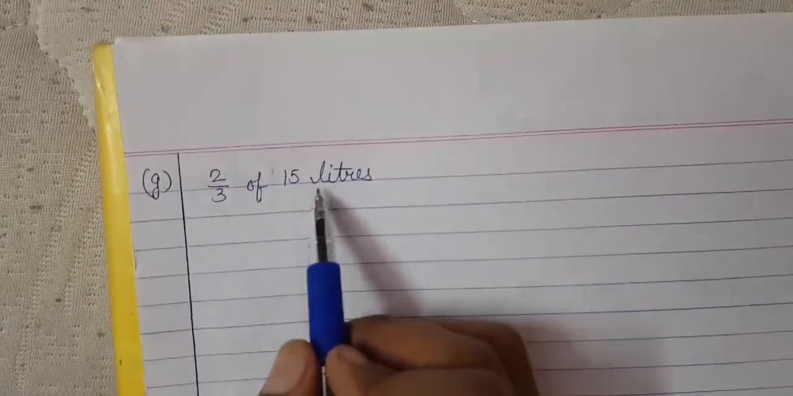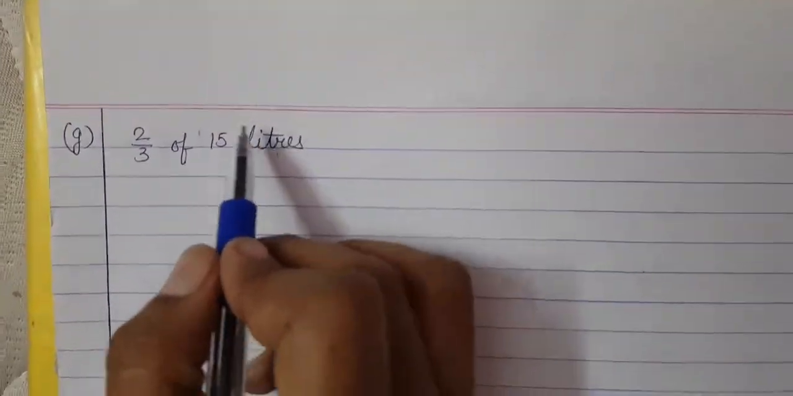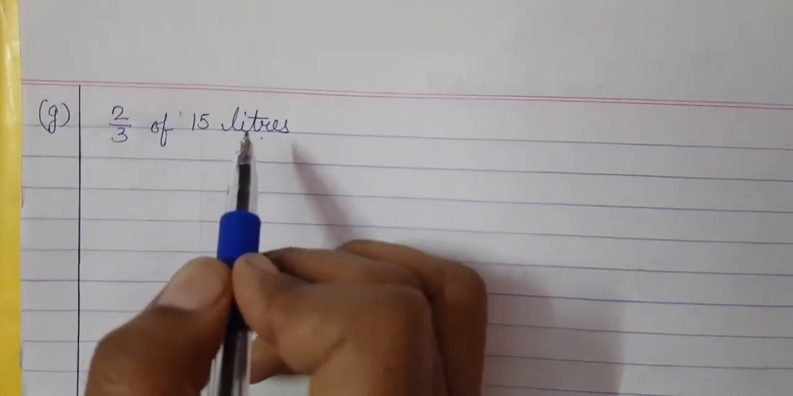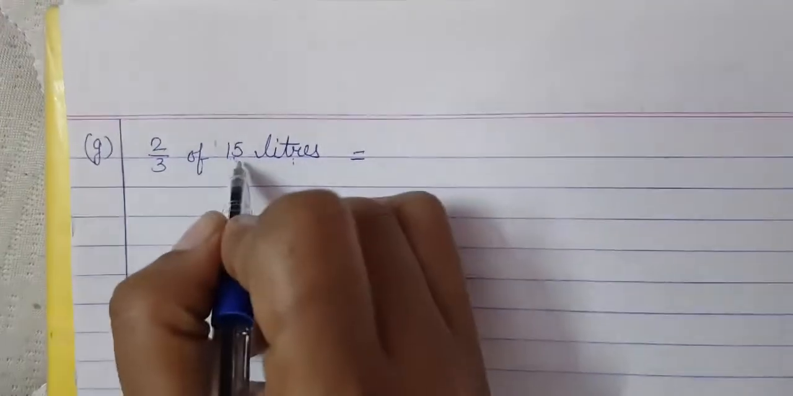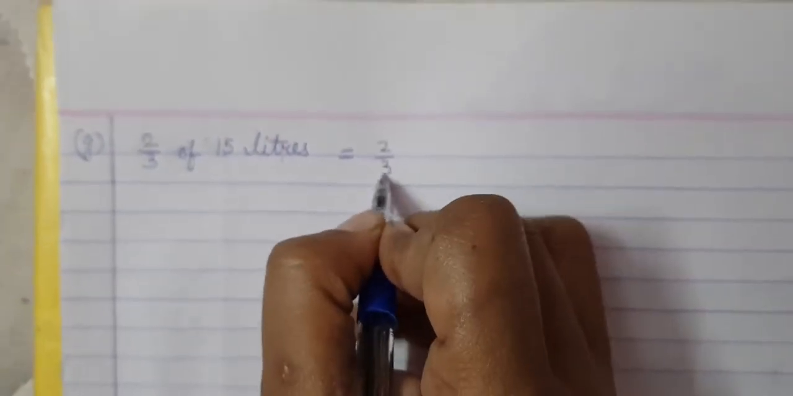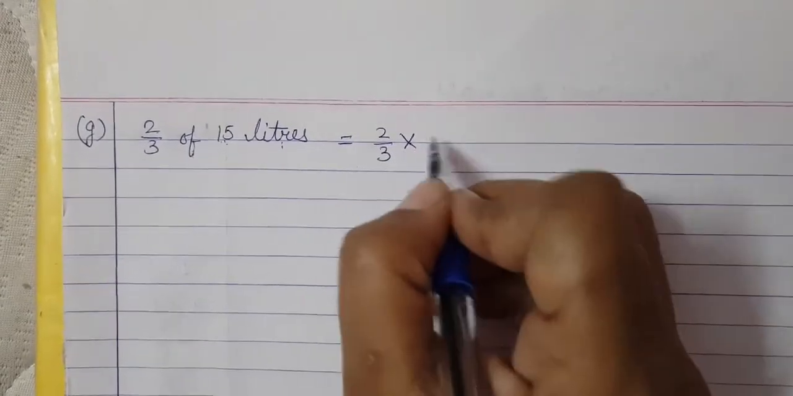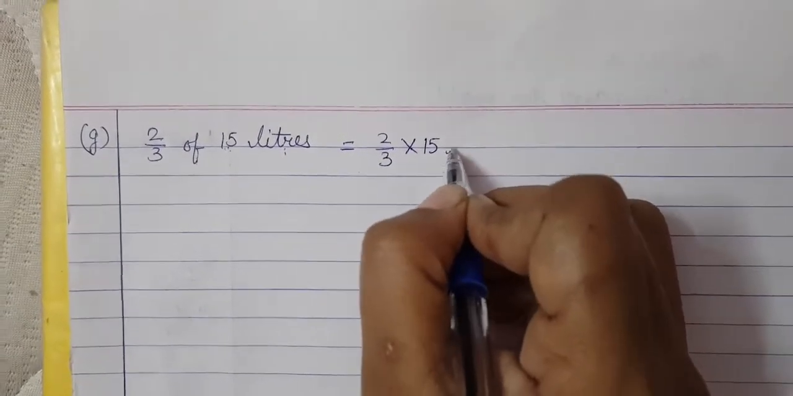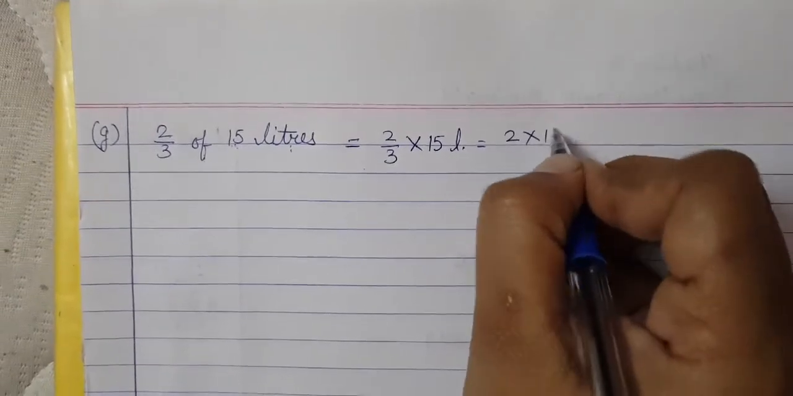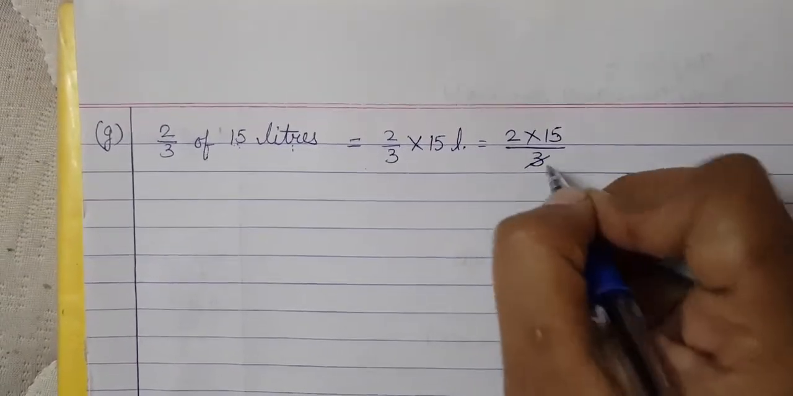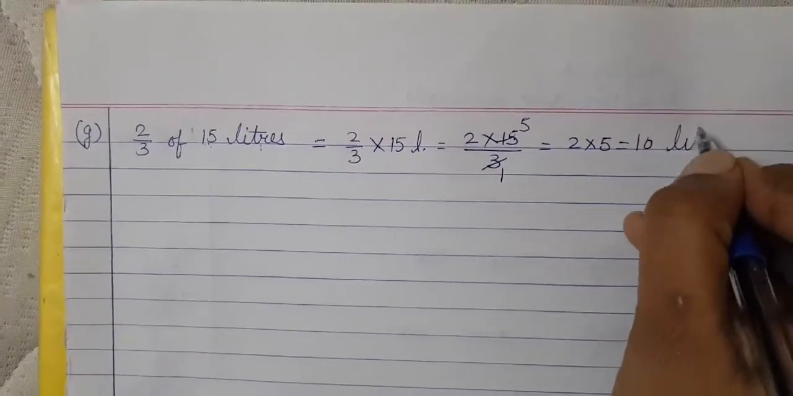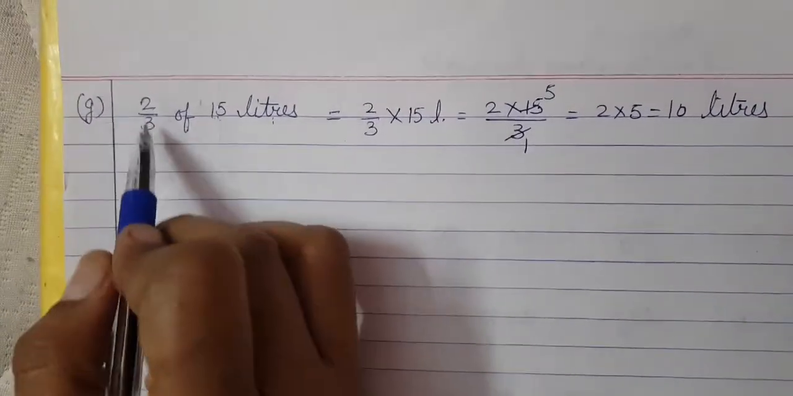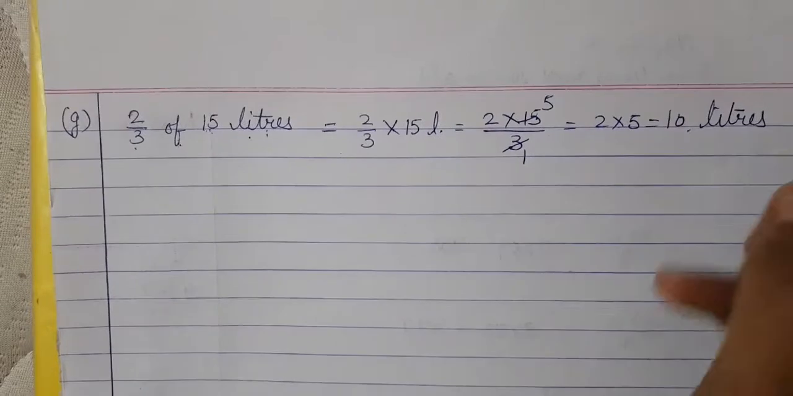But in the E part you can see 2 upon 3 of 15 liters. Here liters is given in some number, that is 15 liters. So no need to convert it because it is not given in unit quantity. So 2 upon 3 of will be converted into multiplication into 15 liters. So 2 into 15 upon 3, 15 will be cut by 3, 5 times. 2 into 5, that is 10 liters. So 2 upon 3 part of 15 liters will be 10 liters.